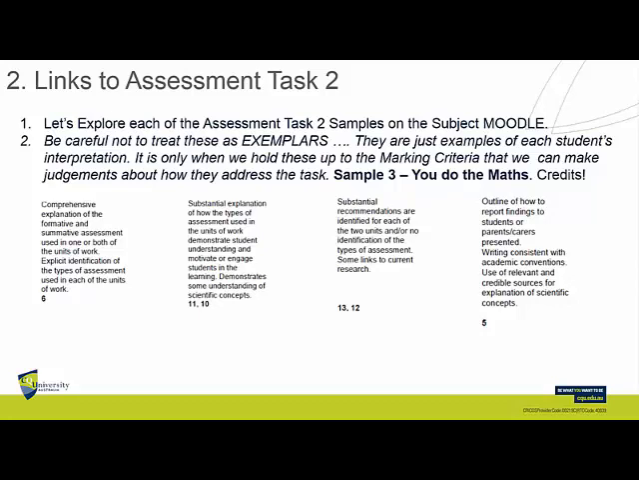Second criteria, there is substantial explanation of how the types of assessment used in the units of work demonstrate student understanding, motivate or engage students. The table does that quite well. And this demonstrates some understanding of the scientific concepts. More understanding could have been generated had the student then gone to look at the recommendations and how those recommendations connect to science learning.